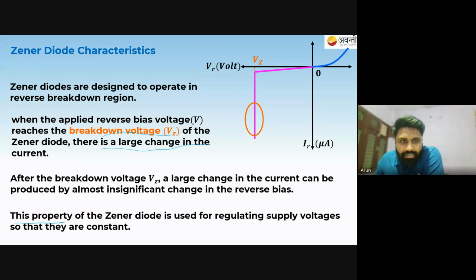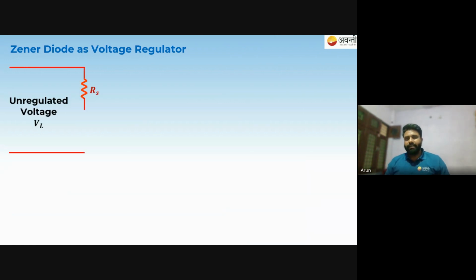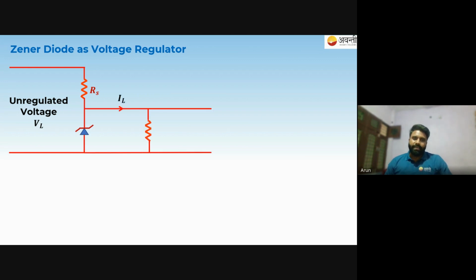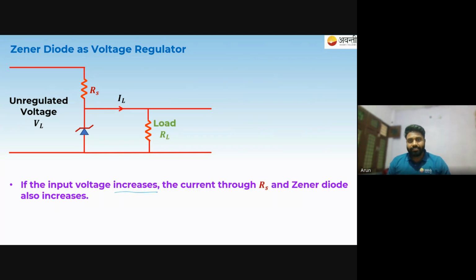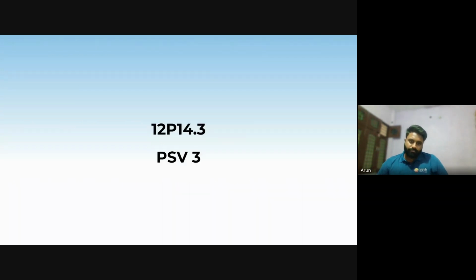Okay. So this property of the Zener diode is used for regulating supply voltages so that they are constant. As a voltage regulator, I have told you that this is the unregulated voltage supply that we are getting, and we have used this Zener diode in the circuit. So what will happen if the input voltage increases? The current through RS and the Zener diode will also increase. So most of the current will pass through this Zener diode. Only the desired current will pass through this load, because of this Zener diode, the potential across this load resistance remains nearly constant. Okay, got it?